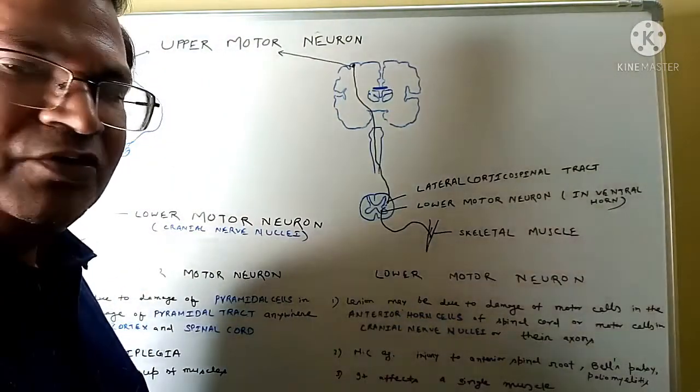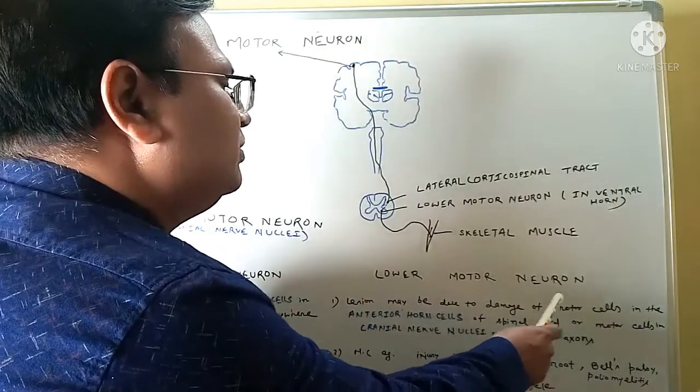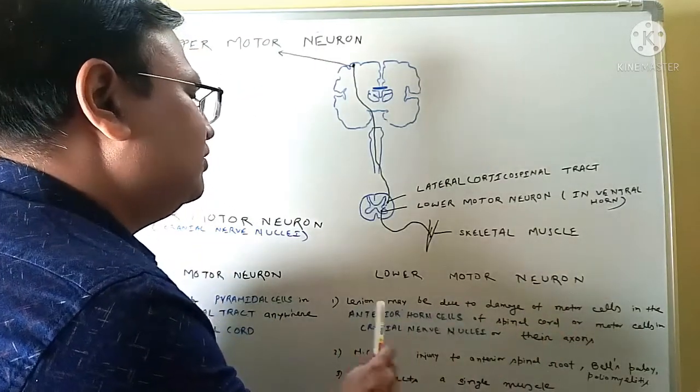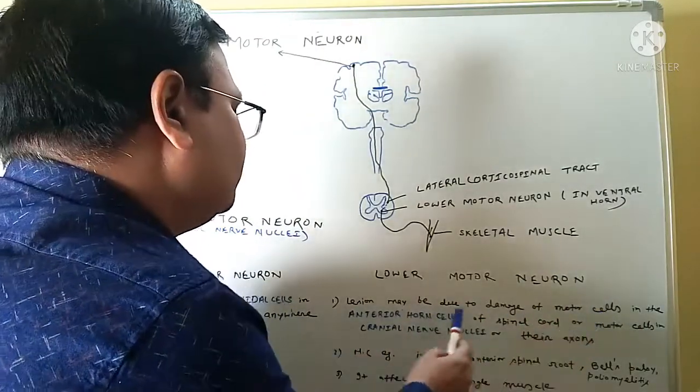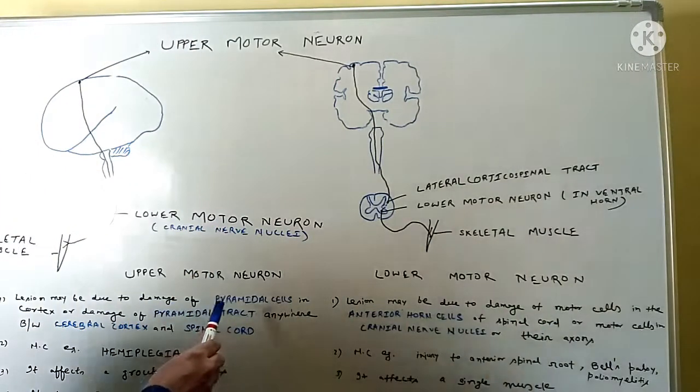And the lower motor neuron, what is lower motor neuron? The lesion may be due to the damage of the motor cells in the anterior horn cells of the spinal cord or motor cells in cranial nerve nuclei or their axons, that is the lower motor neuron.